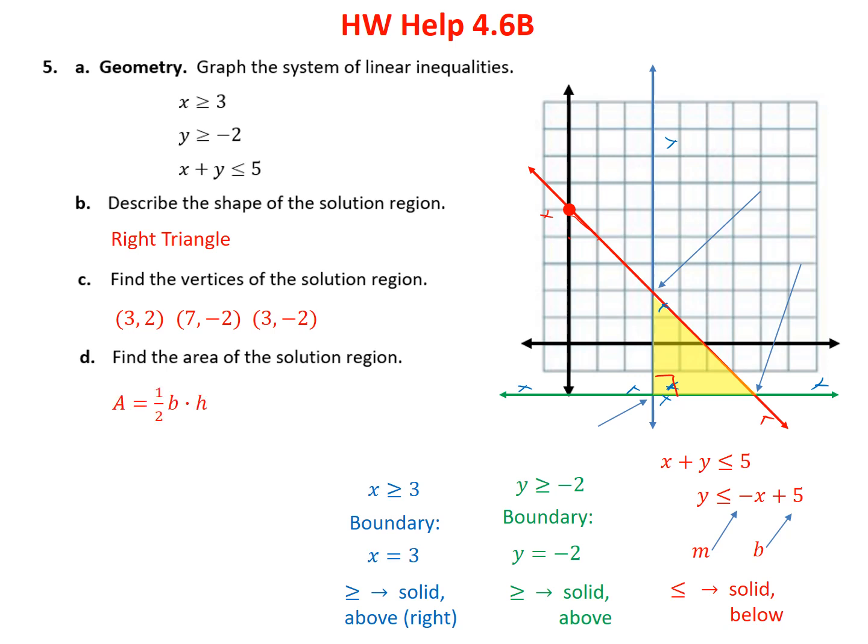What's the area? Well, the area of a triangle is 1/2 the base times the height. Notice if I just look over here, I can see this is 1, 2, 3, 4. And this up here is 1, 2, 3, 4 as well. So it's actually an isosceles right triangle. So I end up with 1/2 times 4 times 4. 4 times 4 is 16, divided by 2 is 8. So my answer is 8 square units.